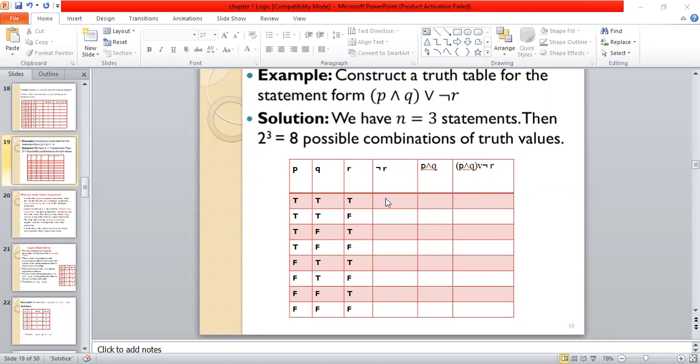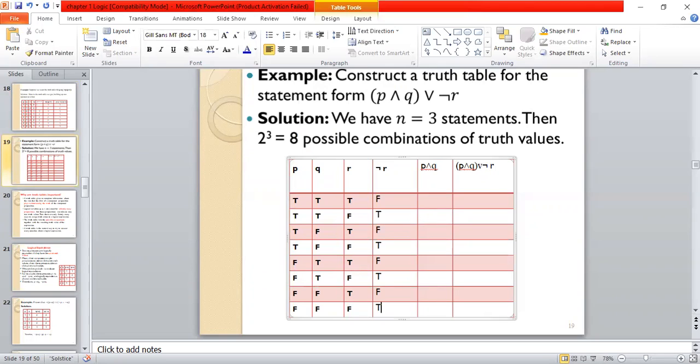And the next one is just the negation of R. The negation of true is false, the negation of false is true, the negation of true is false, the negation of false is true, the negation of true is false, the negation of false is true, the negation of true is false, the negation of false is true.